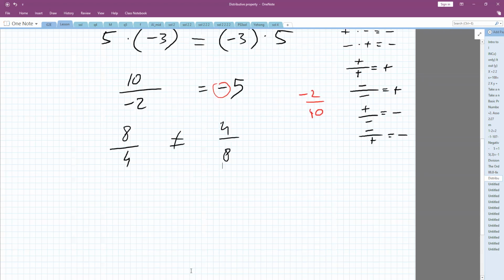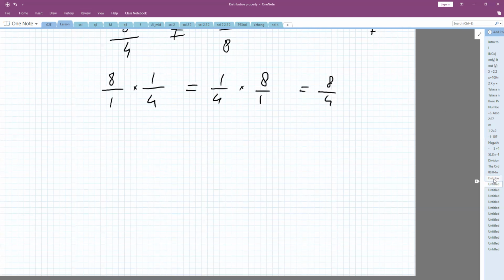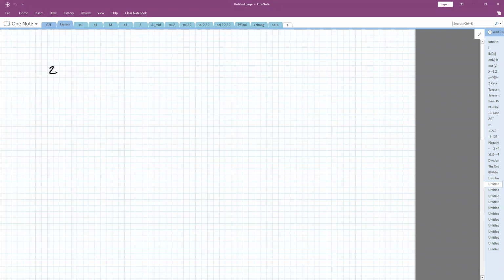Because what happens is like this: when you have 8 divided by 4, actually it's like you have 8 divided by 1, and then you multiply by 1 divided by 4. Now, a multiplication like this will give us the same thing as 1 divided by 4 times 8 divided by 1. So that's the idea of commutative.